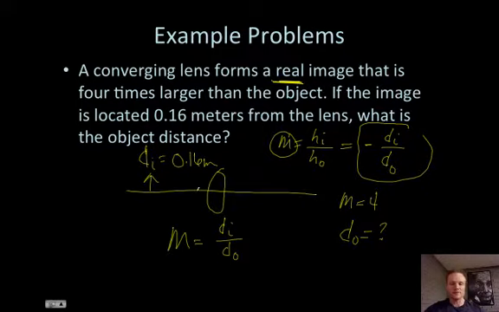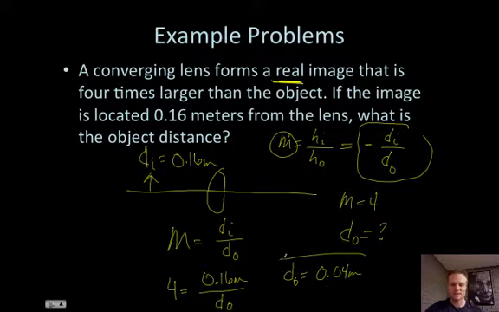So I'm going to plug numbers in. My m is 4, so I have 4 equals 0.16 meters over d sub o. And if you do the algebra, you will find out that d sub o, or the distance to the object, equals 0.04 meters. And that would be my answer.